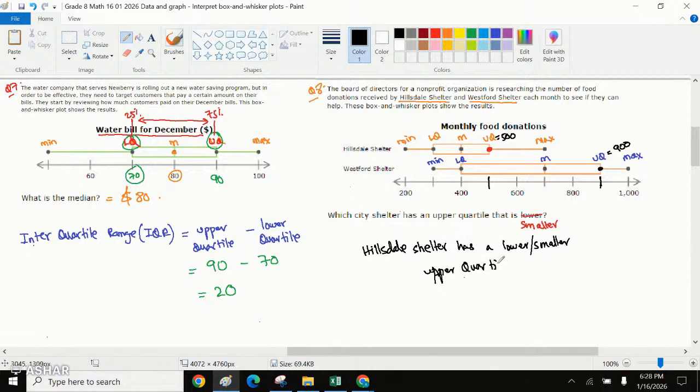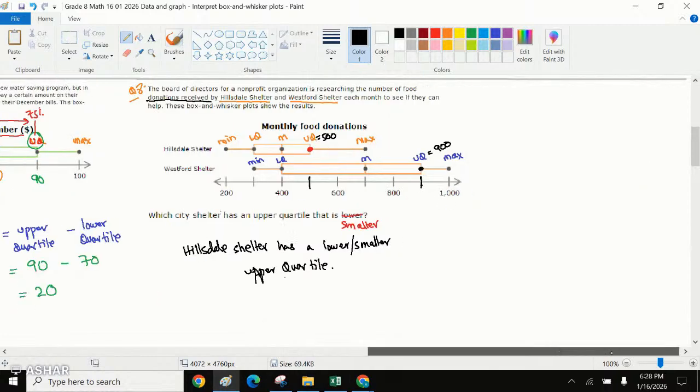That means there were less people donating over there because it had a lower value, okay? Because this is about a non-profit organization and it's about the donations they were receiving, right? So a higher value would mean more donations are coming in. A lower value would mean lower donations. So they need to help out Hillsdale to increase their monthly food donations, okay?